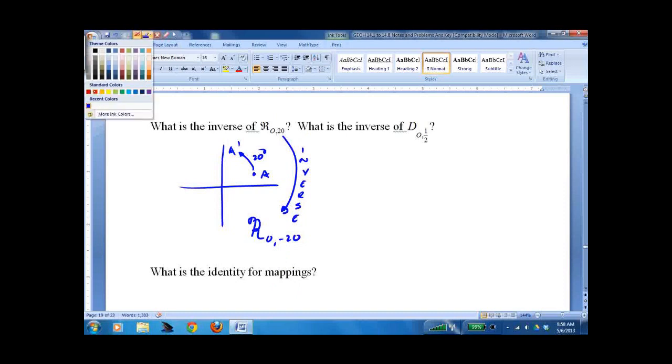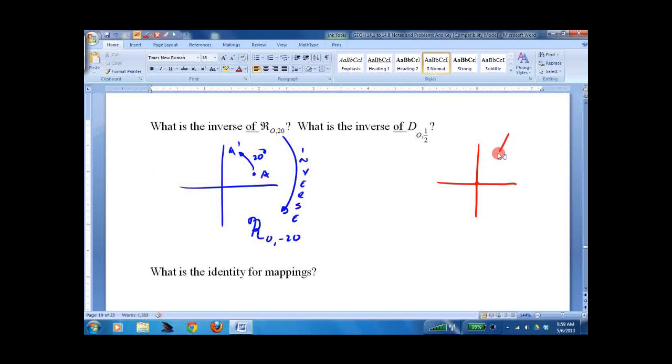And then dilation gets a tiny bit trickier. So we have some triangle here, and we dilate it 1 half about O. So it ends up getting down here and being half as big. That was horrible. That's not much better, but it'll have to do. So if this goes down to half, clearly, the inverse would just be to dilate it about O times 2.